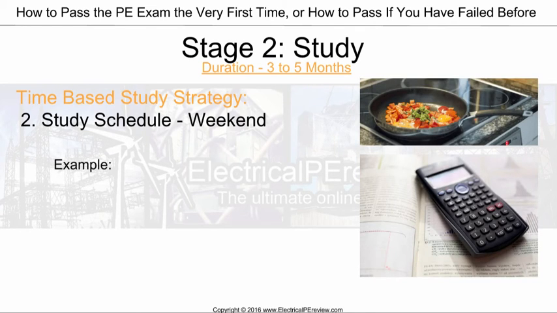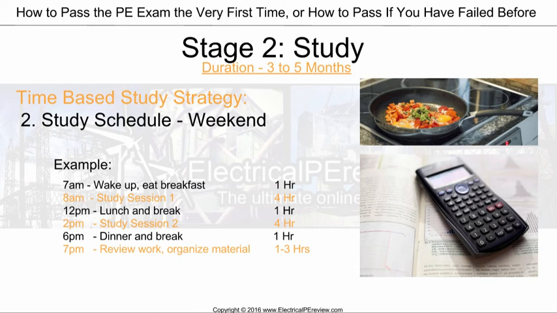So let's look at an example weekend study schedule. 7 a.m. wake up, eat breakfast, about an hour. 8 a.m., boom, hit it hard. We've already got our phone in another room or in the car. We have parental controls on our computer if we have trouble staying on task. We're going to go after it up until noon, take a lunch break, kind of hang out for an hour. Next, second study session, 4 hours. Work hard until dinner and a break for about an hour. And then last around 7 p.m., maybe review work and organize your material. We've got 1 to 3 hours there, but you can use as much time as you need.